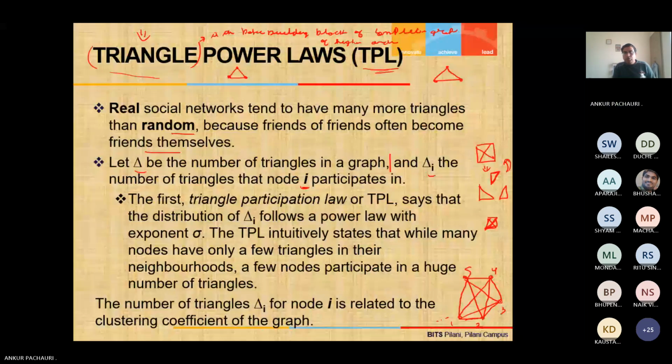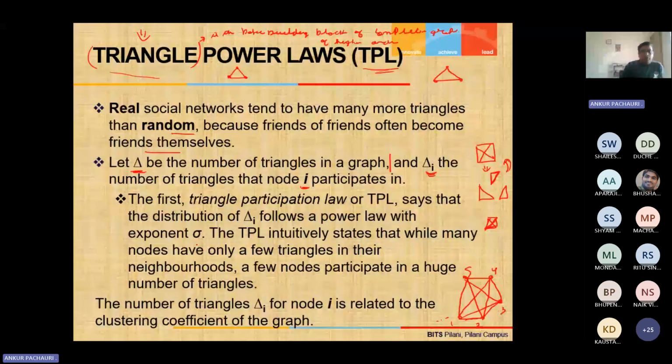Then 2, 3, 4. Is there any more triangle? Yes. 2, 3, 5. Okay. So 1, 2, 3. So overall, this node is participating in 3 triangles. So this delta I was the value associated with each node of a graph, as well as this delta was the overall count of number of triangles in a graph.